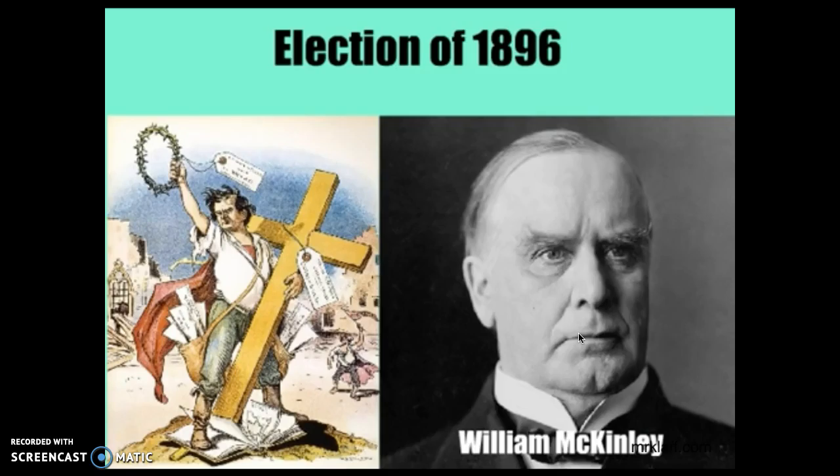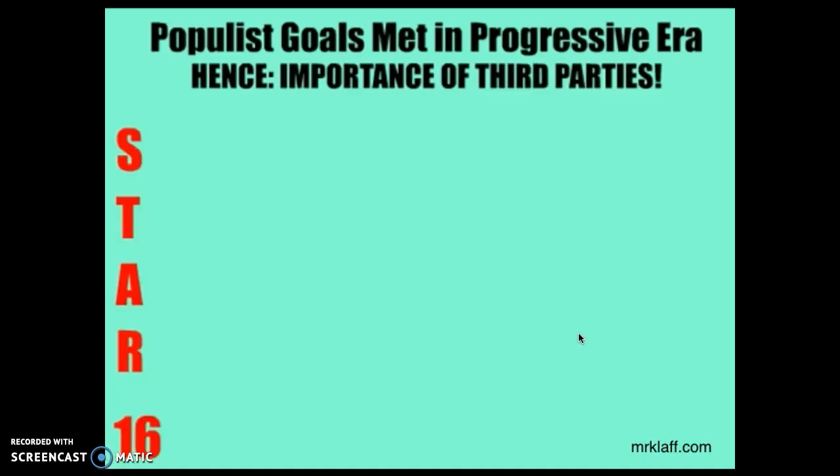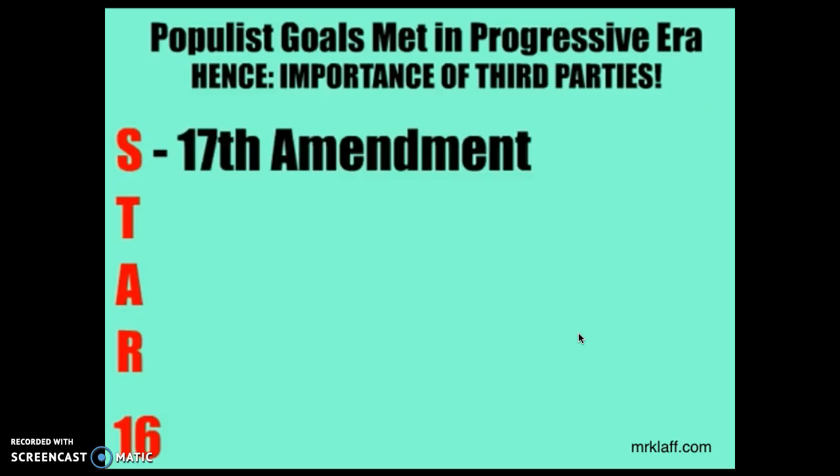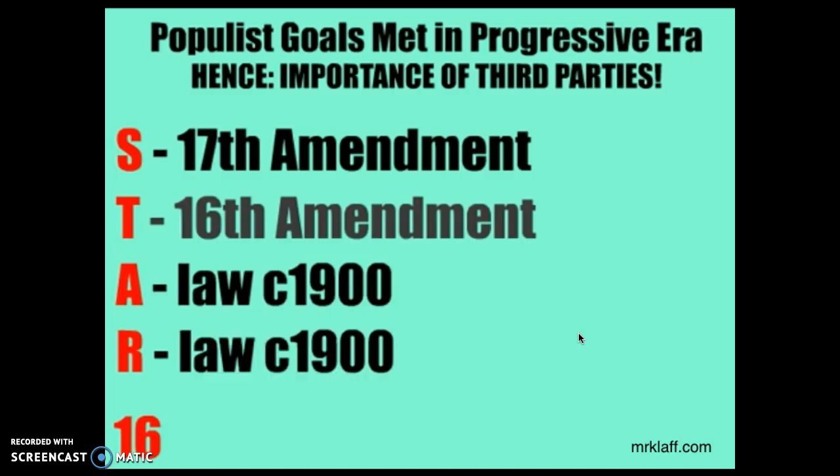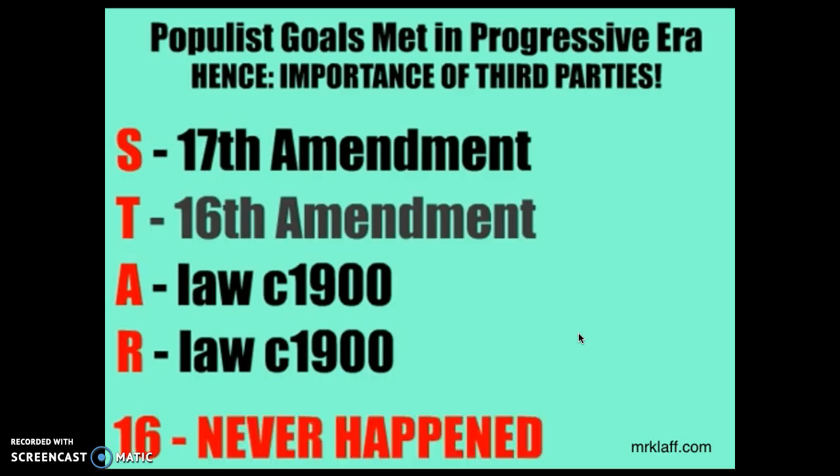Though the Populists lost the presidency, many of their goals were met in the Progressive Era a decade later. Senators were directly elected because of the 17th Amendment, the graduated income tax was the 16th Amendment, Australian ballots became law around 1900, and the railroads became increasingly more regulated by the federal government. The 16:1 ratio of silver to gold never happened, though it was the most important issue to the Populists.